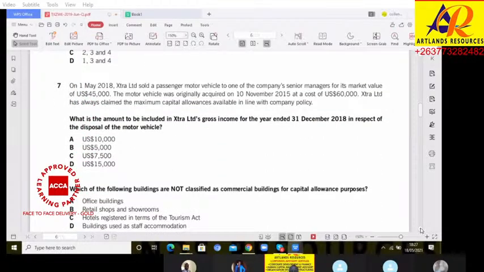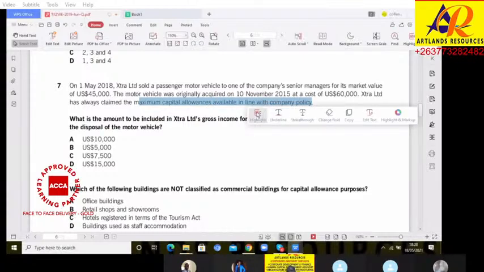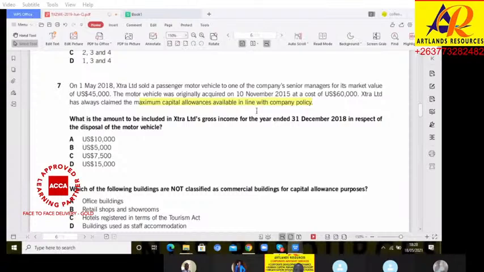On 1 May, Extra sold a passenger motor vehicle to one of the company's senior managers for its market value of 45,000. The motor vehicle was originally acquired on 10 November 2015 at a cost of 60. Extra had always claimed maximum capital allowances in line with company's policy. Now, this one, pay attention, because I want to change figures on everything.